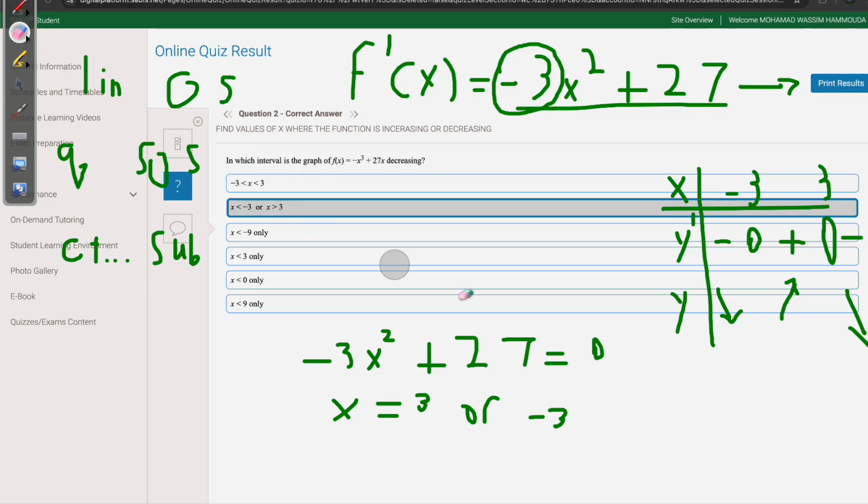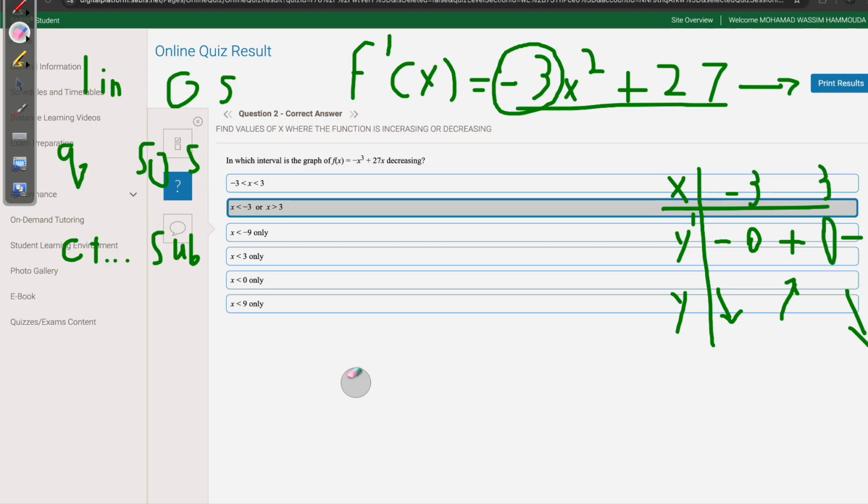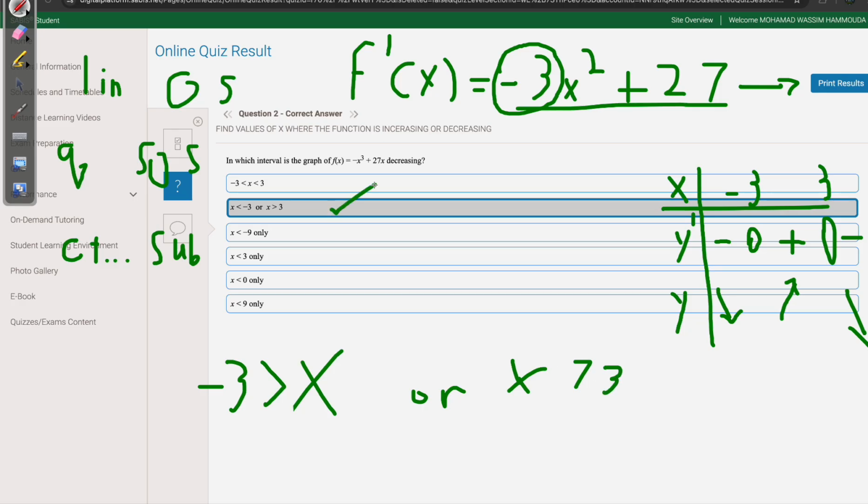So, as we said, it decreases when it's less than negative 3, since it's before negative 3, or when x is more than 3, because in the table of variation it's after 3. X greater than 3, which is the answer right here.